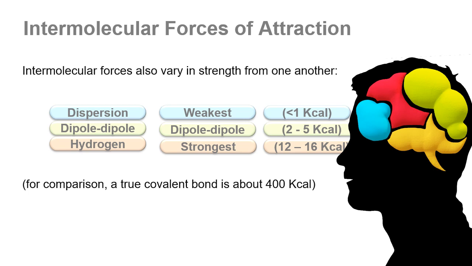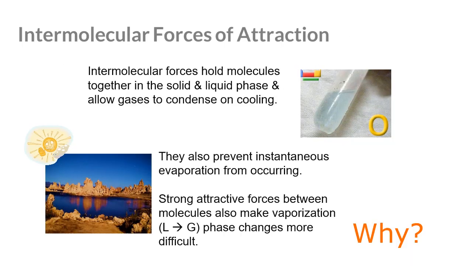The strength of these three bonds is stated in this slide. We can see hydrogen bond is the strongest and London force is the weakest. However, those intermolecular force bonds are much weaker compared to a true covalent bond. This is an analogy of intermolecular force. Even though the bond is weak, it holds the molecules together in solid and liquid phase and allows gases to condense on cooling. Other than that, it prevents instant evaporation on a hot day.